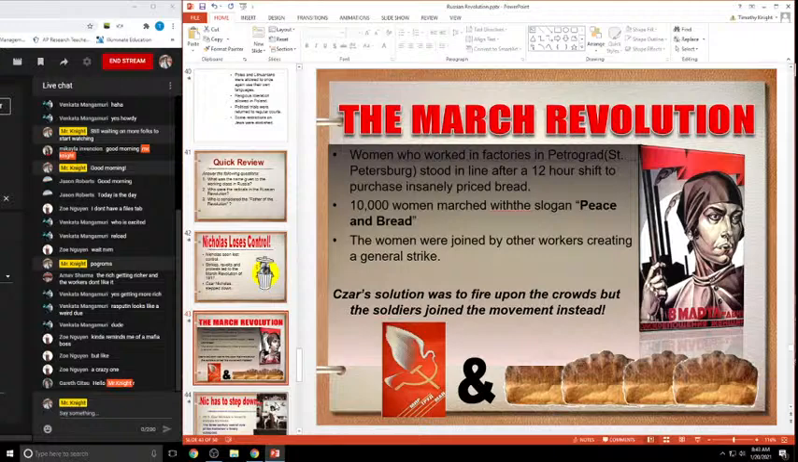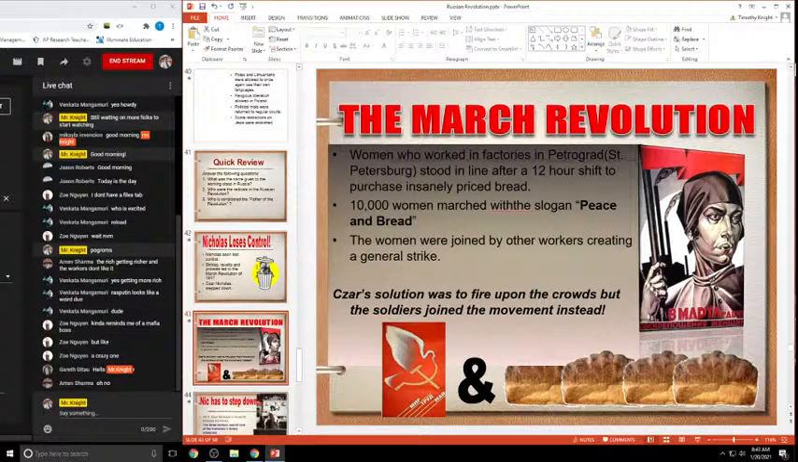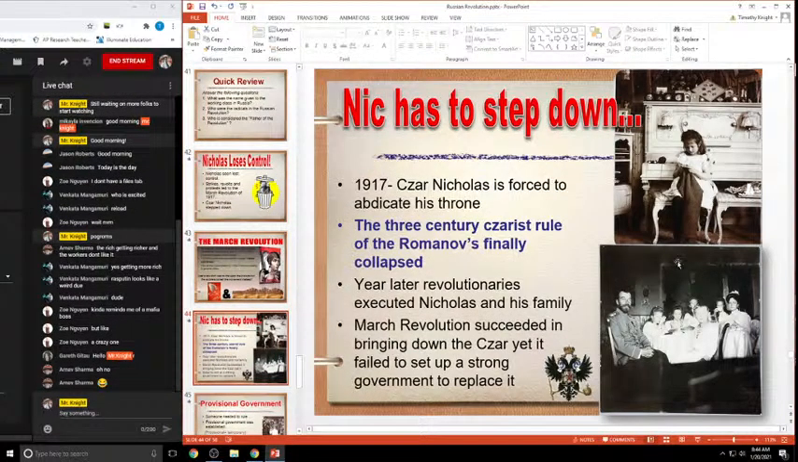So the women end up being joined by other workers and create a general strike across Russia where the workers refuse to work. And the Tsar's solution was, once again, to fire upon the crowds, but this time, the soldiers refuse to fire on the crowds and end up instead joining the workers' movement. This is really unique, because this is when the Tsar has lost complete ability to do anything. When he orders the Russian military to fire into the crowd of protesters this time, the military says, nope, we're going to join the protesters. Your time is done. And so Nicholas II has to step down from Russia.